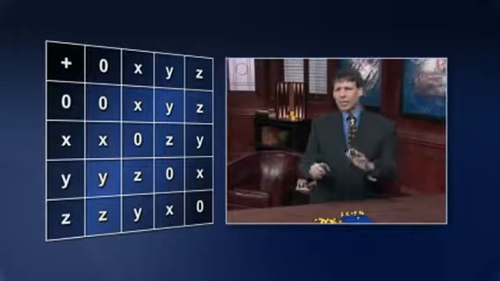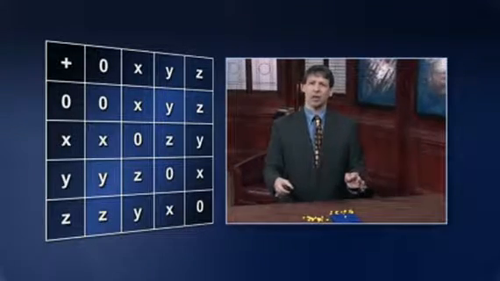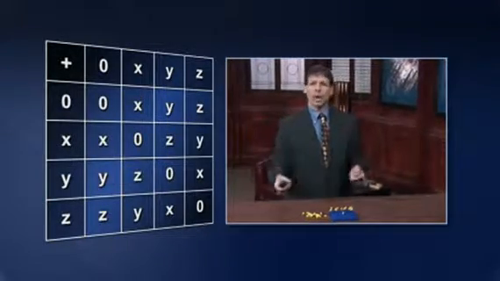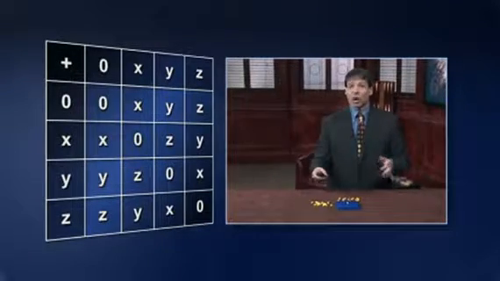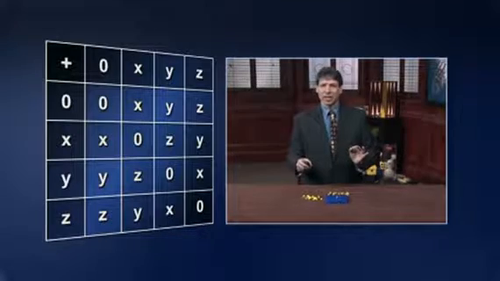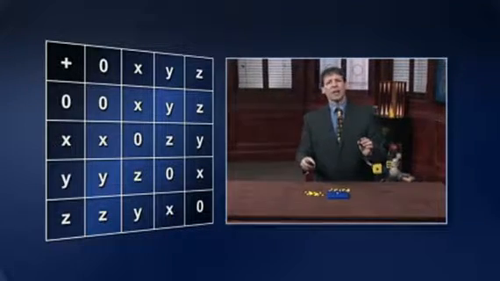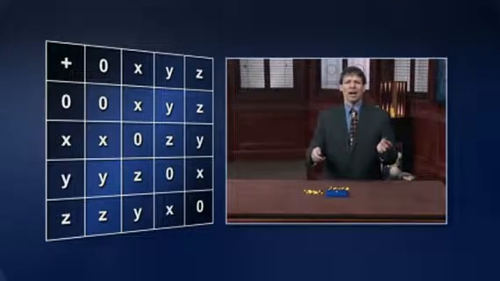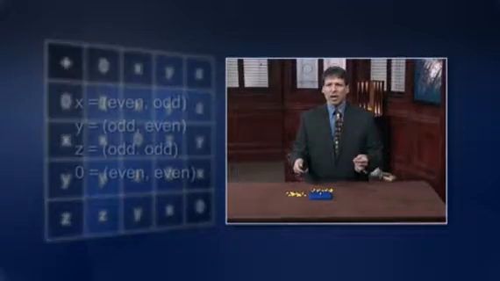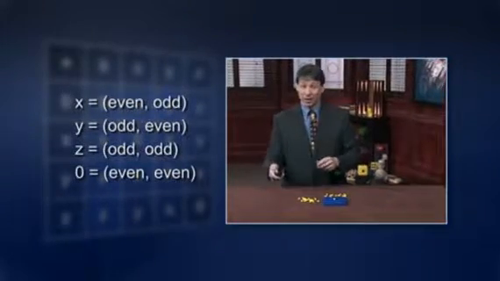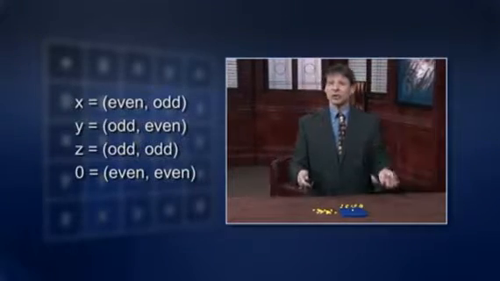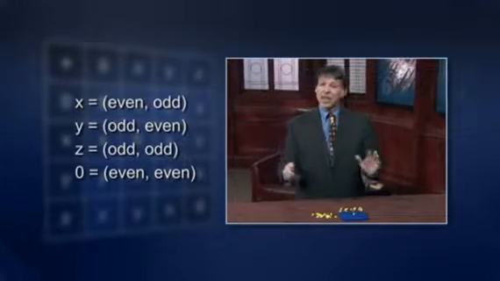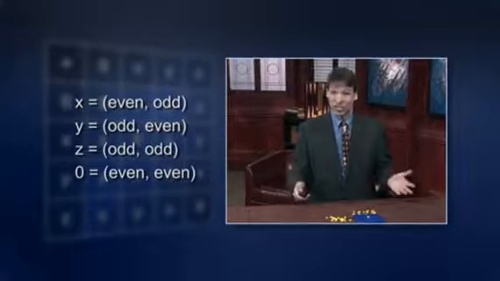Now what do X, Y, and Z represent? When we did Mod 2 arithmetic, we saw that 0 and 1 could be thought of as even and odd numbers. With X, Y, Z arithmetic, we think of each symbol as representing a pair of even or odd numbers. Here, X would be the even-odd pair, Y is odd-even, Z is odd-odd, and 0 is even-even. Then everything is nice and consistent.